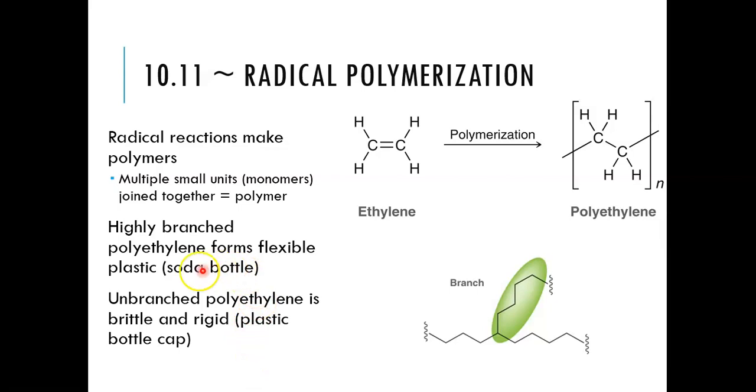Polymers are used throughout our everyday life. A couple examples here are a soda bottle and its plastic cap. The soda bottle itself is very flexible, and this is because the polymers that are used to create it are highly branched. So not just a string of carbons, but these branches coming off of the carbons. The plastic cap on the soda bottle is very rigid, and that is because it does not have any of those branches, and so it allows for a more densely packed structure. Those molecules can get together a lot closer because they don't have these branches in the way.